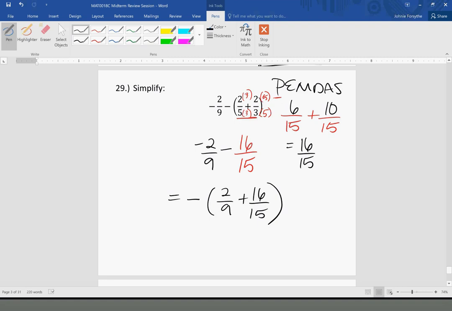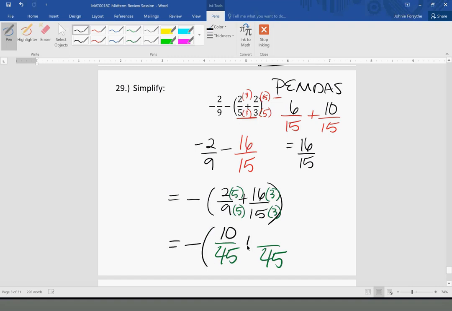And that is going to be, let's see, let's think about the 15. So we have 15, 30, 45, 45 works. So because 9 times 5 is 45, and 15 times 3 is 45. Okay?